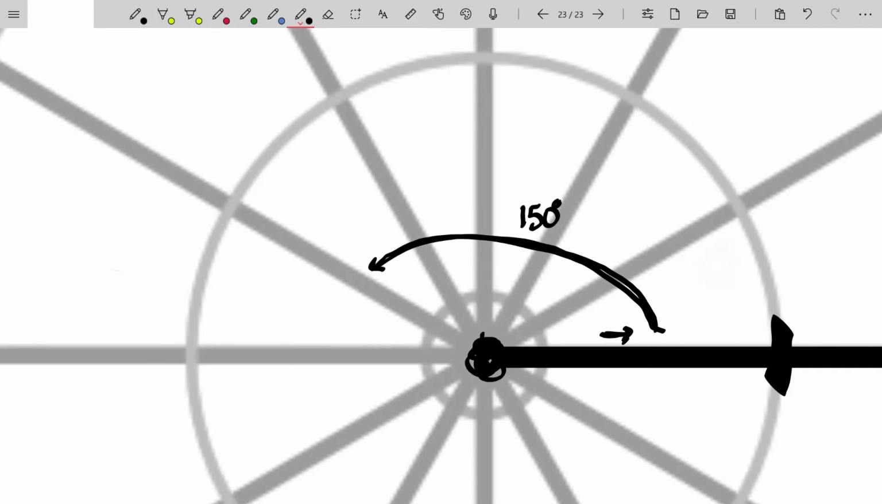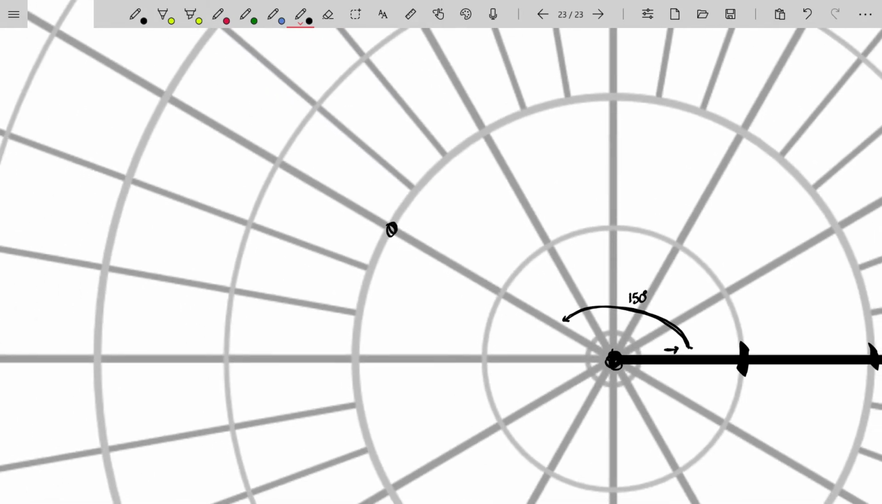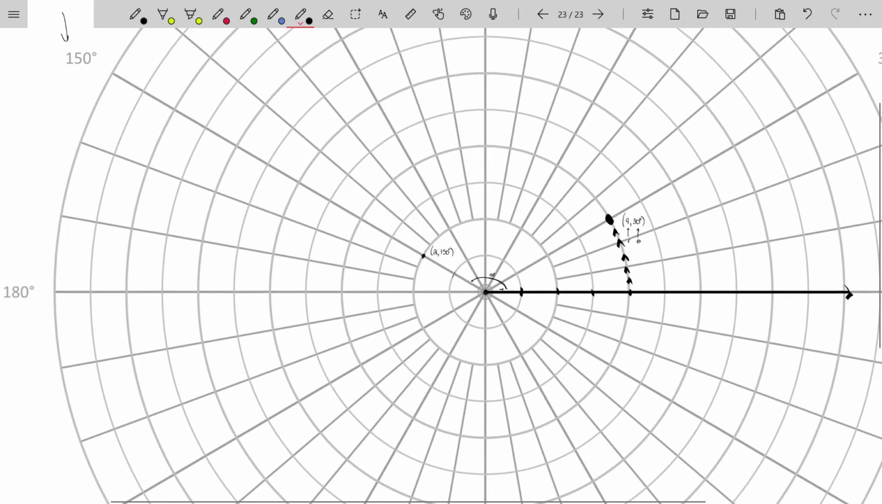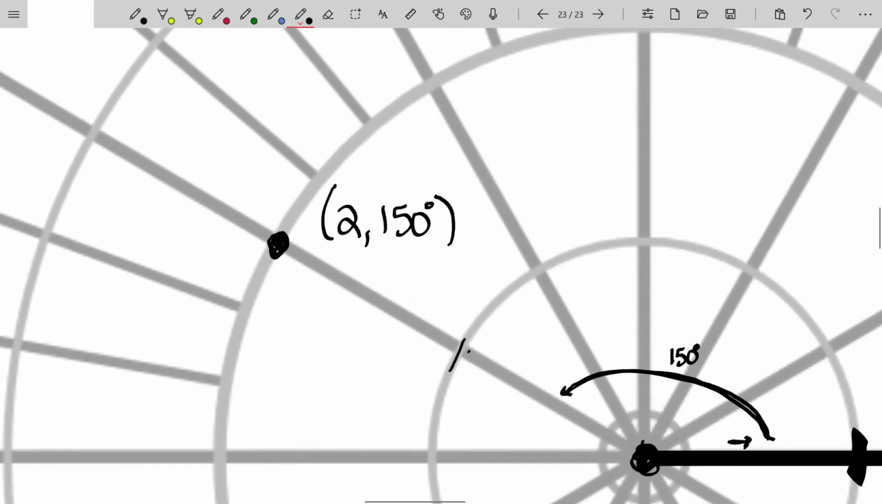And then step forward 2 units. 1, 2. So that point is 2, 150 degrees. And likewise, you could turn forward or backward all day long. It actually does not matter. You could have positive angles, negative angles. Your step size even could be negative.